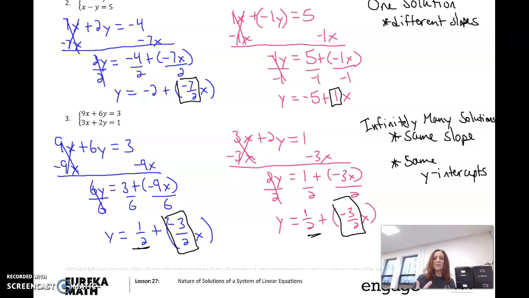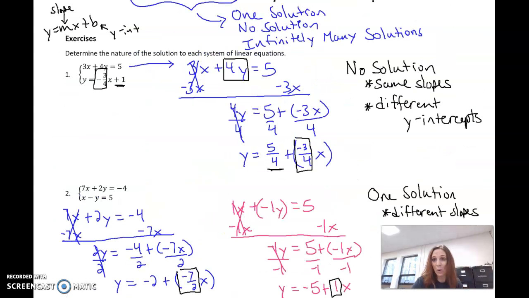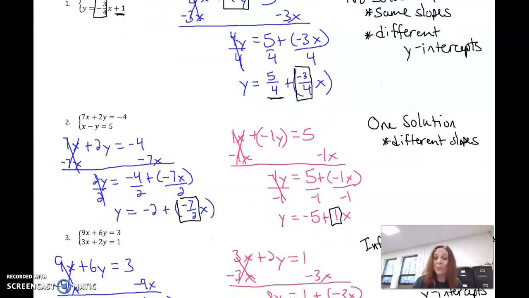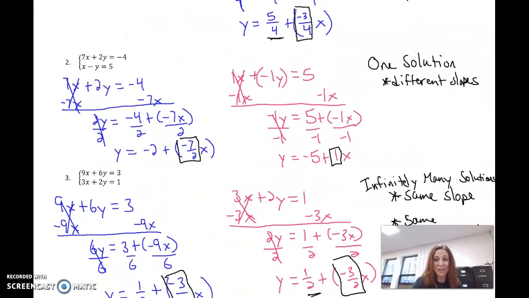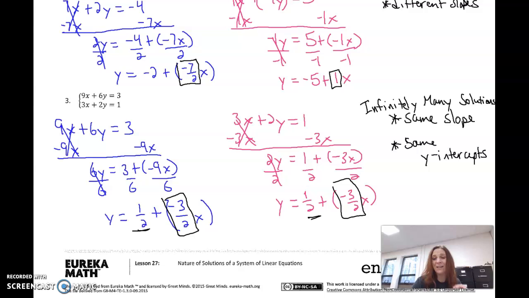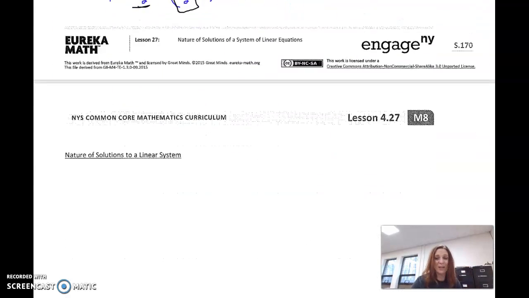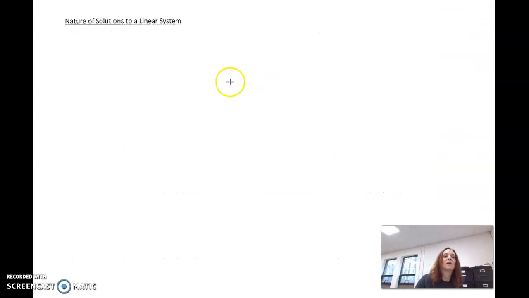Okay, so this is what we're focusing on right now. I know my hand hurts from writing so much, so we're going to do one more thing and then we'll stop. But identify the slope. If it's the same slope, you have two choices: infinitely many or no solution. So then you look at the y-intercepts. Different slopes though, it's going to automatically mean one solution. So let's just sum that up right here.